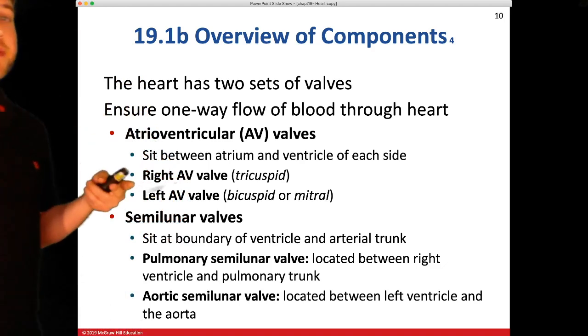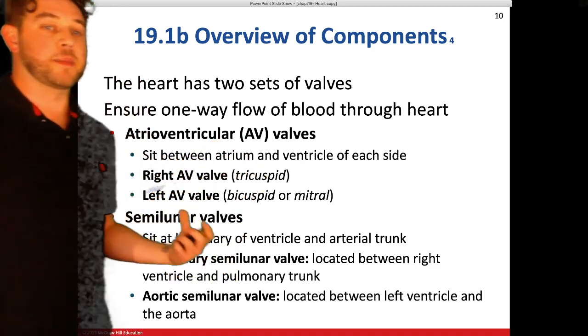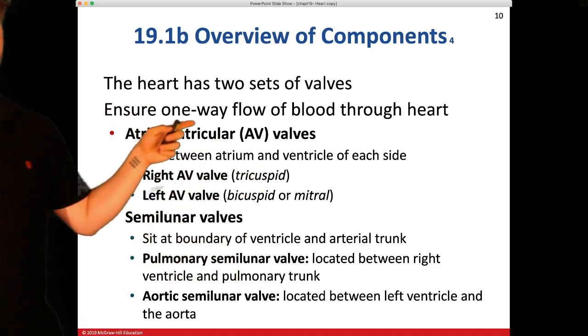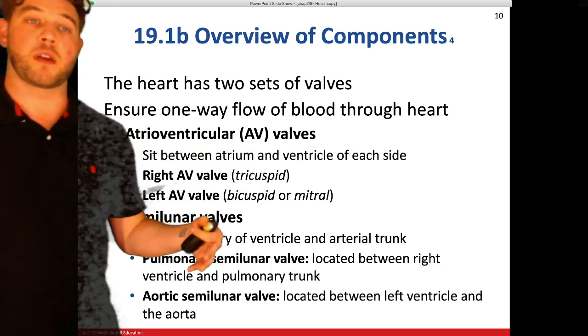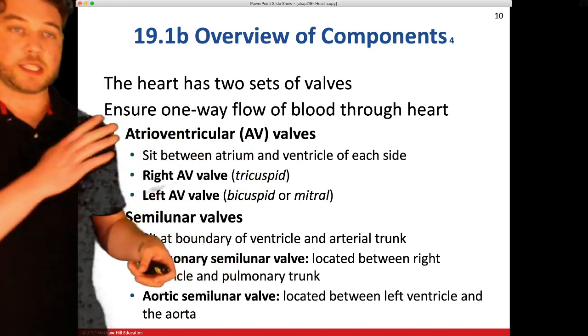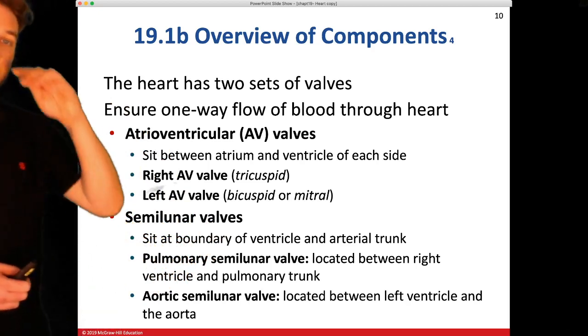The heart has two sets of valves. You have AV valves and semilunar valves. They're there to make sure your blood only flows one way in your heart. It can only flow one way. It needs to constantly flow that way, so the valves ensure that.